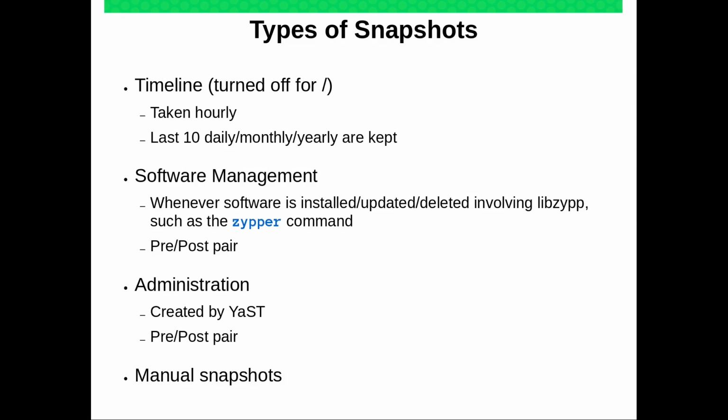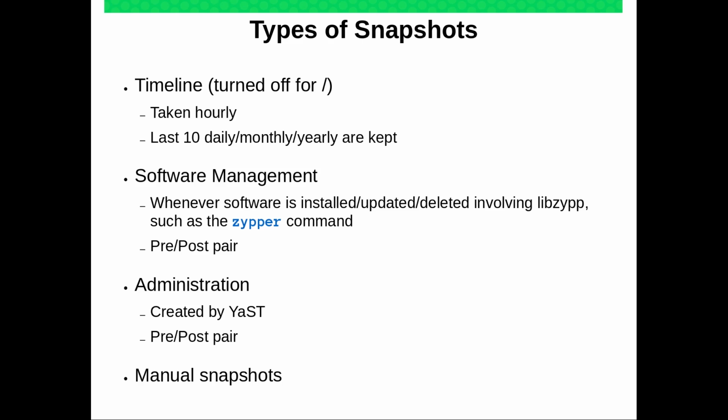So, what are the types of snapshots? Well, there's a timeline, which is turned off by default for root. It's taken hourly. That's what a timeline is. And the last 10 daily, monthly, and yearly snapshots that are part of a timeline are kept. Again, this is disabled by default, but can be turned on as necessary if you need periodic ones.